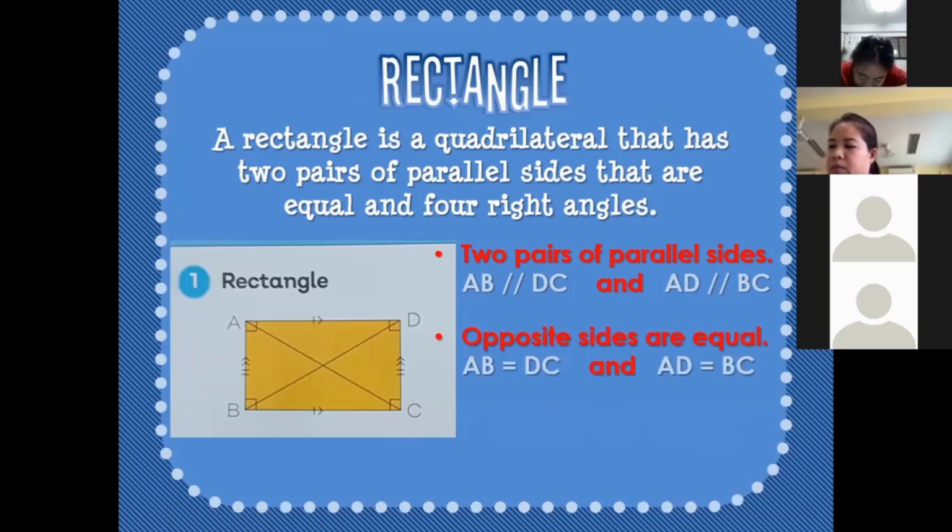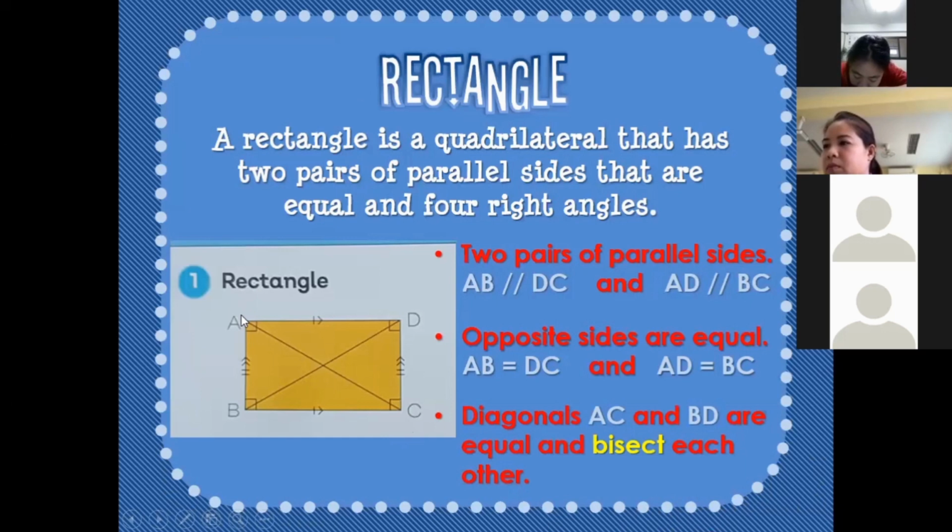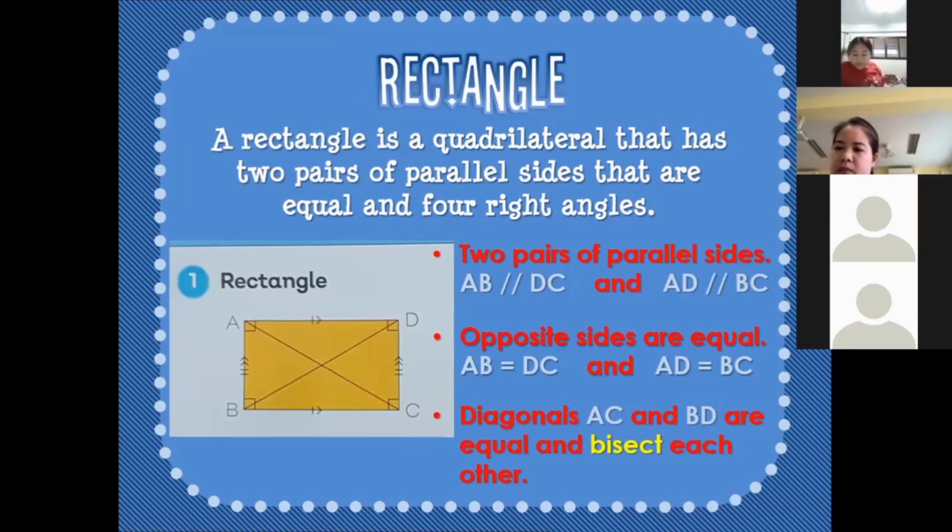The opposite sides are equal. AB is equal to DC. AD is equal to BC. And the diagonal AC and the diagonal BD are equal in length and bisect each other. If we say bisect, they divide into two parts. So that is the meaning of the word bisect. Okay, next one.